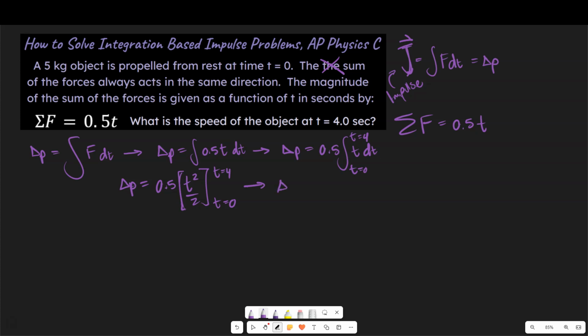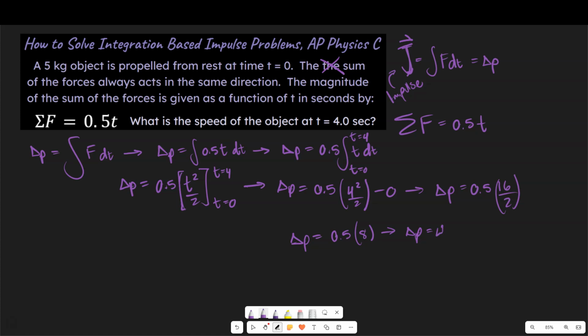Alright, so let's continue. We say delta p is equal to 0.5 times 4 squared over 2. That's embedded in the problem, so to speak, the squared function, minus 0. And we can kind of forget about that term. So delta p is going to be equal to 0.5 times 16 over 2. Okay, well what is that? Well, that would be delta p is going to be equal to 0.5 times 8. And so our delta p is going to be equal to 4. So that's the change in momentum.